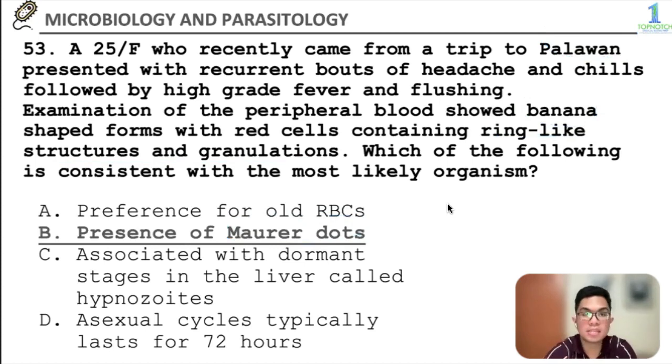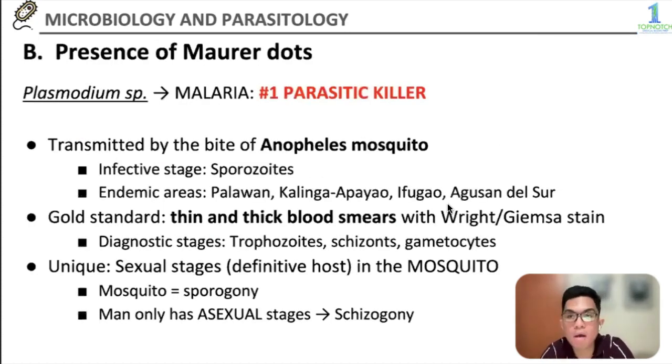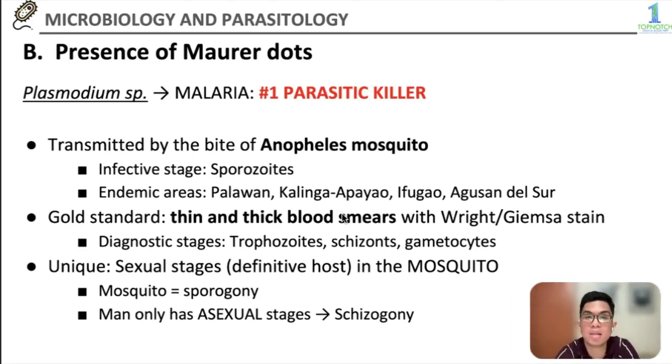Sige. So let's discuss. So malaria is the number one parasitic killer. It's transmitted by the bite of the Anopheles mosquito. So the infective stage is your sporozoites, and it's endemic in the following areas in the Philippines. So gold standard pa rin, thin and thick blood smears. So thick smear to screen for the organisms, and thin smears to identify the species. Okay? So what's unique in malaria is that for the sexual stages, the definitive host is the mosquito, whereas humans are only the intermediate host kasi we only have the asexual stages.